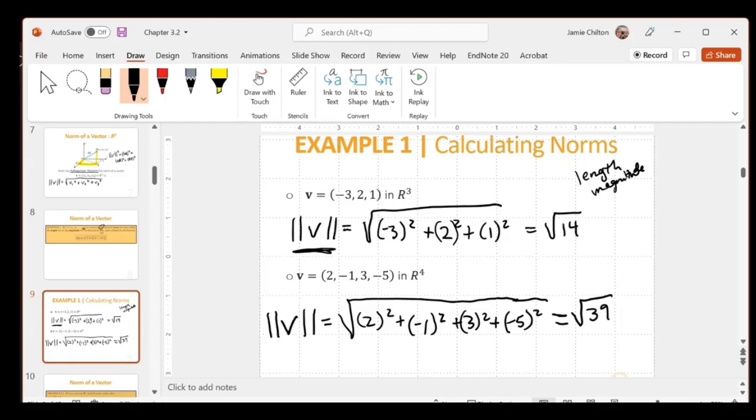Now, keep in mind, we are solving for the norm, not to be confused with the vector itself, but this is going to be the length or magnitude of that vector.